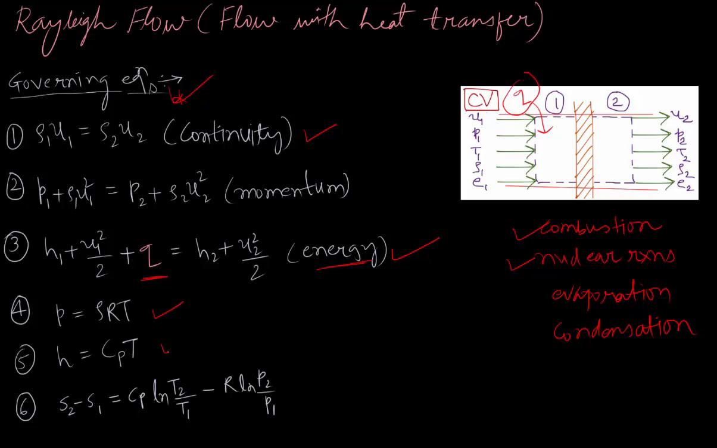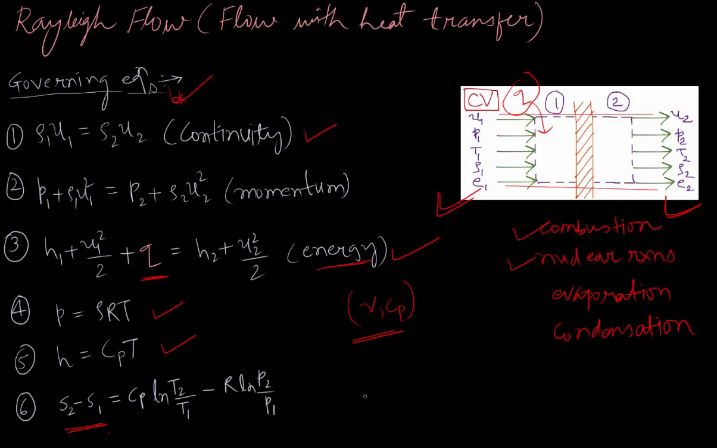The fifth equation is h equal to CpT, which is true for calorically perfect gas. And our last equation is the second law of thermodynamics. Now all the properties at point 1 are known to us, and we have to find out properties at point 2, and we will assume that gamma and heat capacity Cp are constants. So how to find properties at point 2?